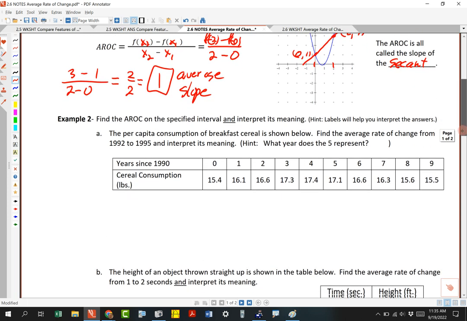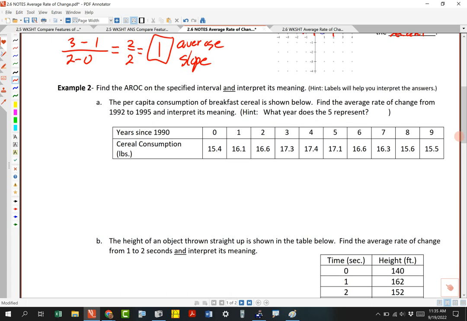So we're going to come down here and take a look at a couple of numeric examples. It says find the AROC, find the average rate of change for the specified interval and interpret its meaning. So this is where we stop and think about, hey, what does this actually mean? And if you label things, that's going to make a lot more sense. So here's the deal. The per capita consumption of breakfast cereal is shown below. Find the average rate of change from 1992 to 1995 and interpret its meaning.